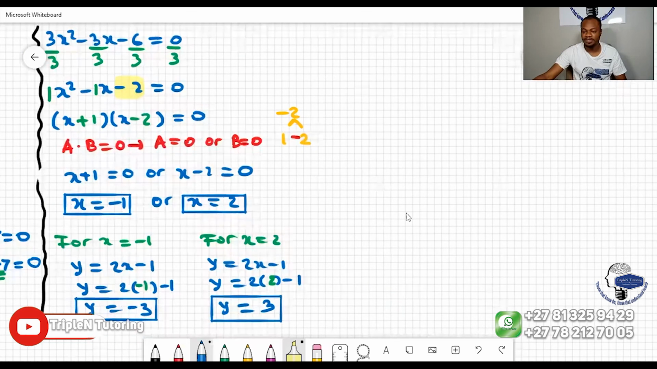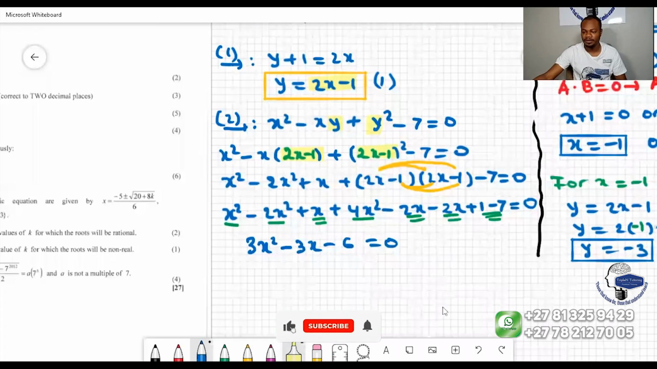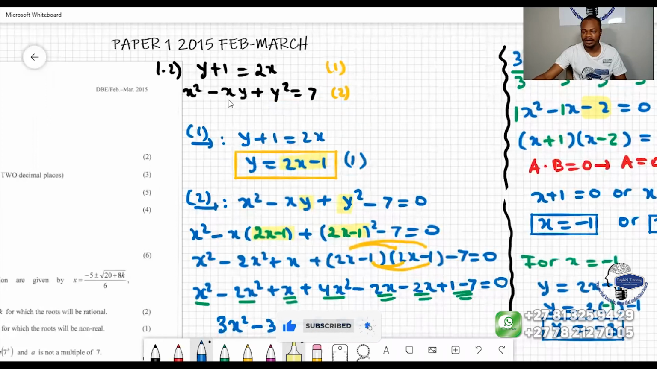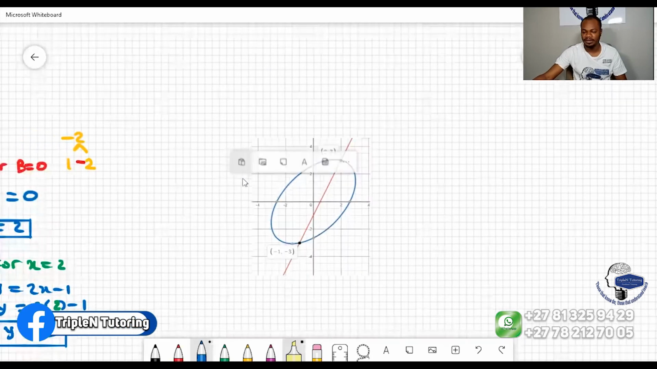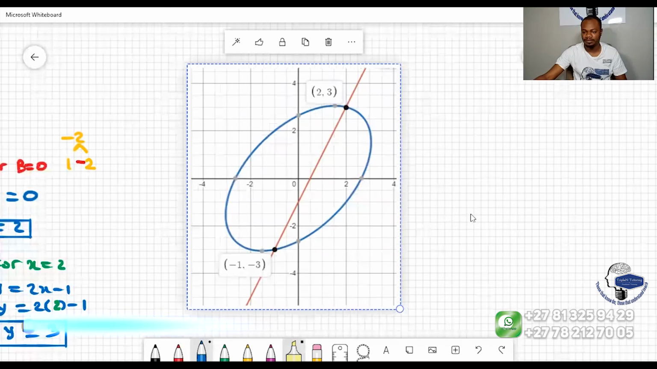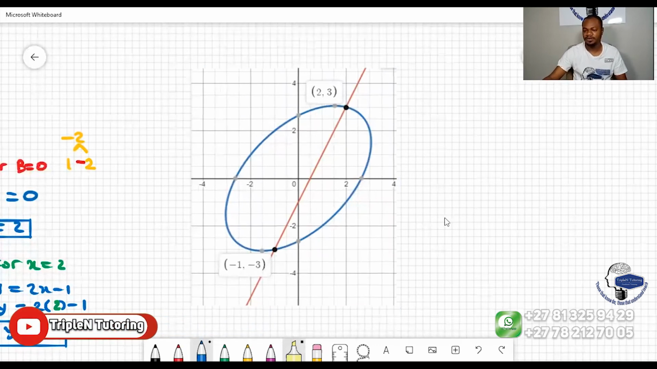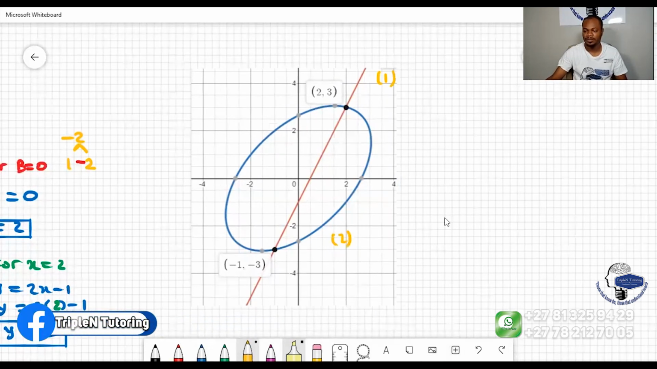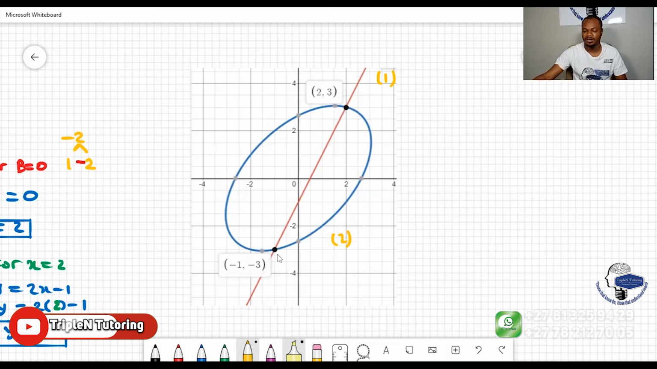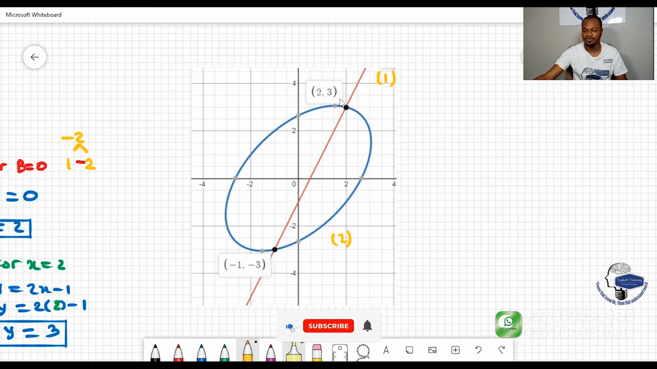And you can see the shape of the two graphs here. The two graphs, y equals 2x minus 1 and x squared minus xy plus y squared equal to 7. The shape of the graph will be like over here. This is the first equation, the straight line, equation 1, and that was the second equation, equation 2. Then you can see over here, that's where they intersect. This is the simultaneous solution. So when x is -1, y is -3, and when x is 2, y is 3.